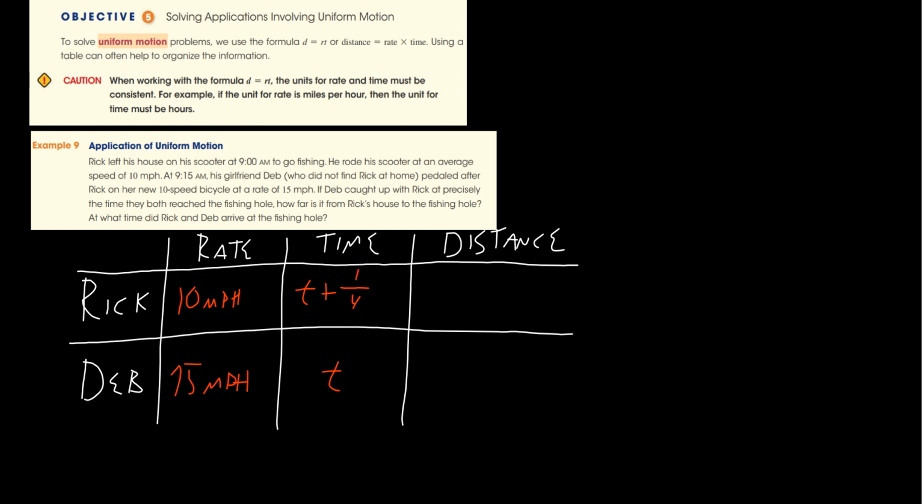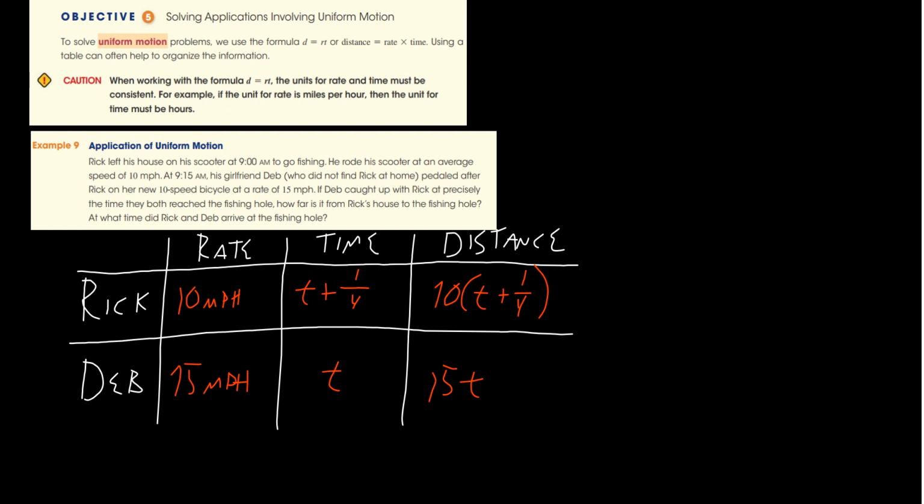And if distance is rate times time, well, that's easy. We're going to make the equation 10 times t plus 1/4. I think my arm touched over there. And then this is 15t.